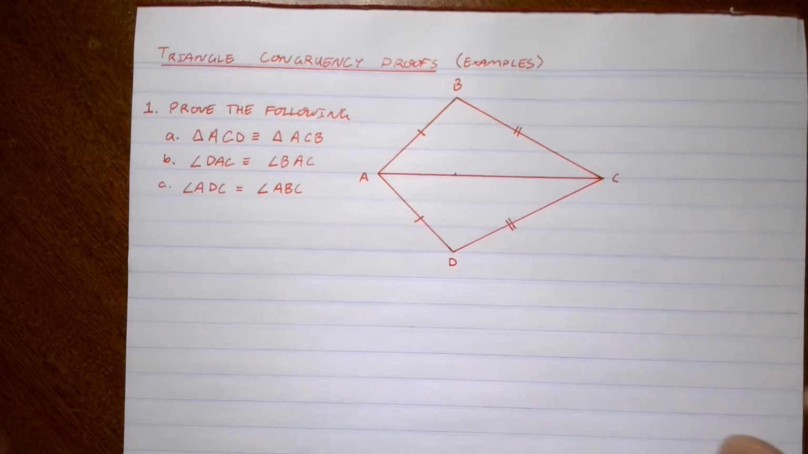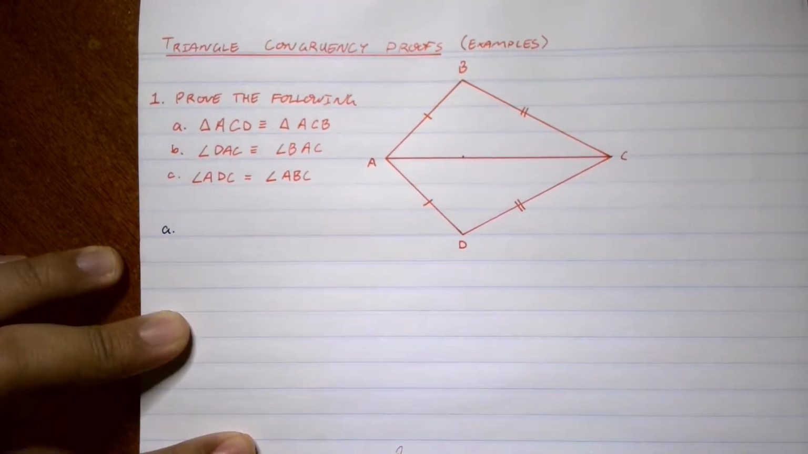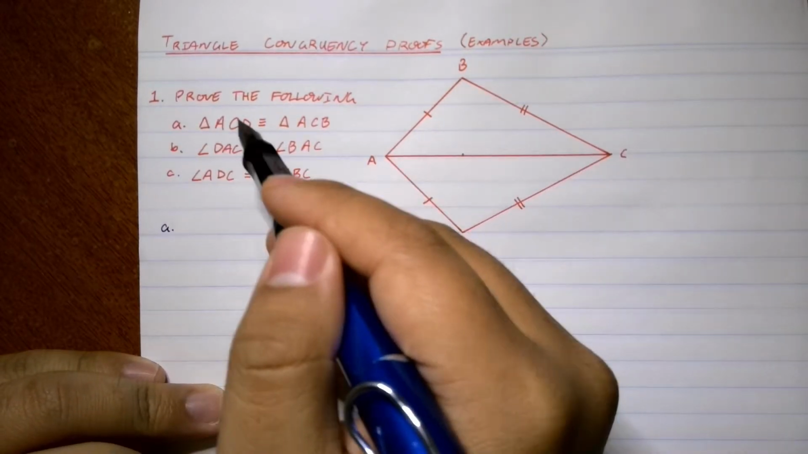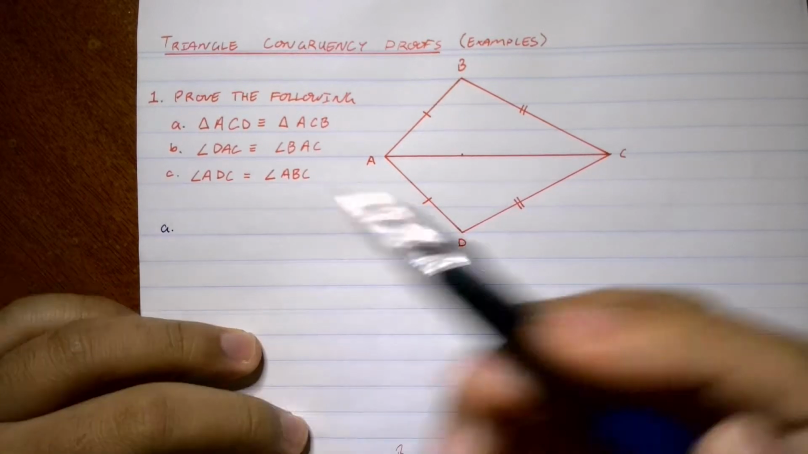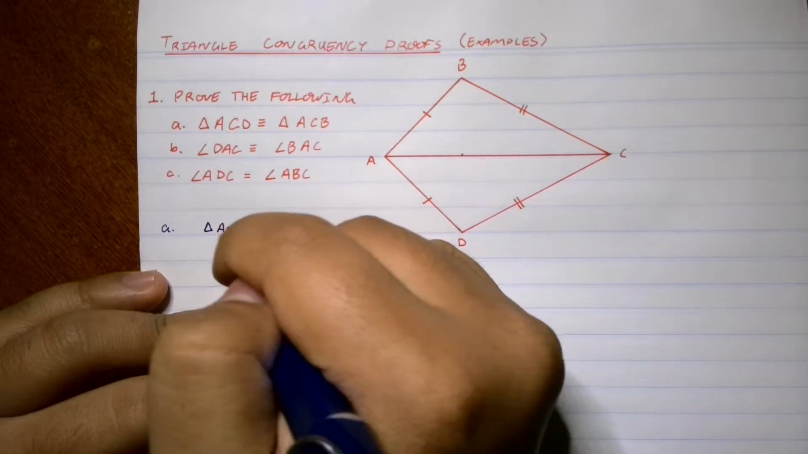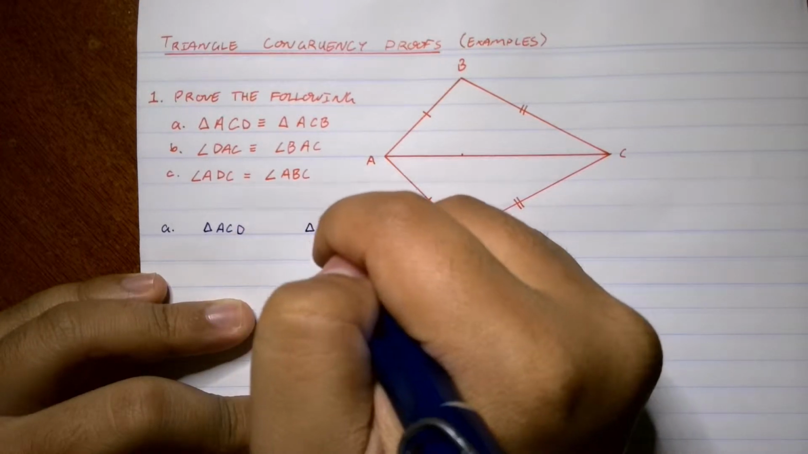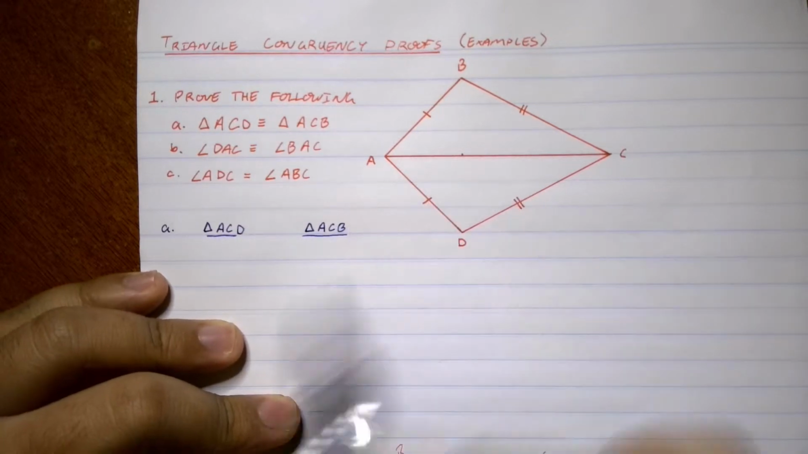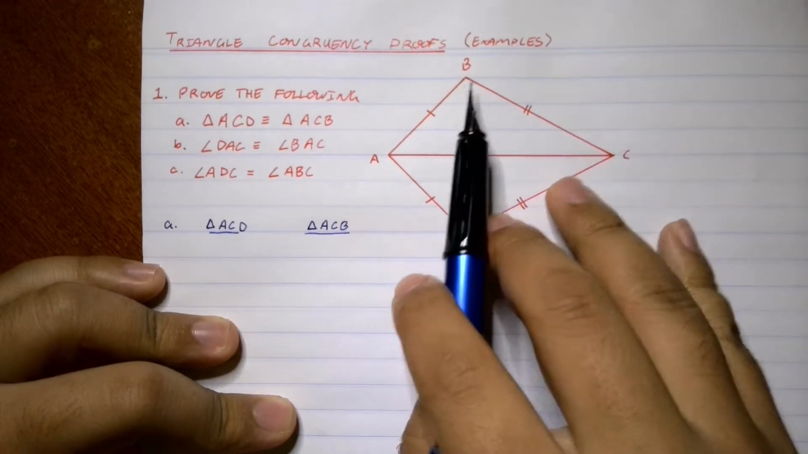Okay, so let's go about doing that. Let's answer question A. As we remember, we have everything on the left hand side being this triangle, everything on the right hand side being that triangle. And so let's get to it. Let's have triangle ACD on the left and triangle ACB on the right. So let's just use first the information that we are given.